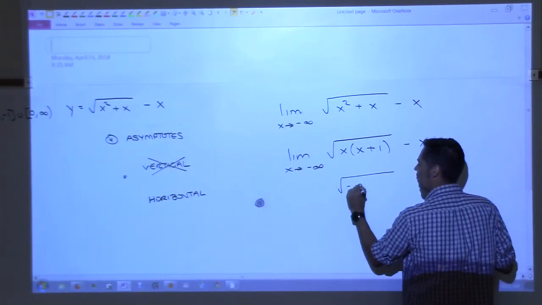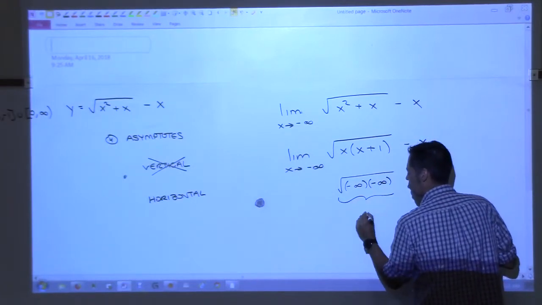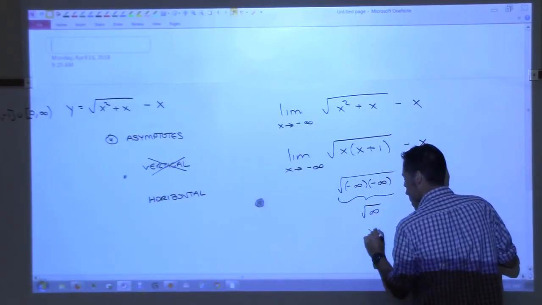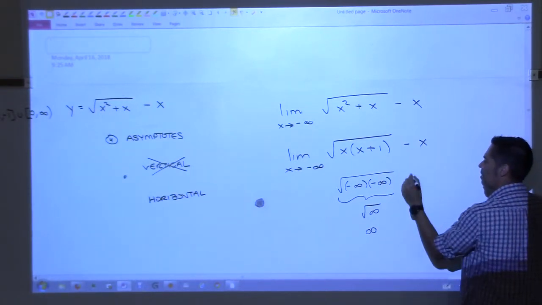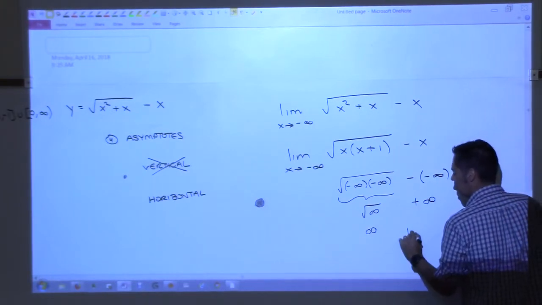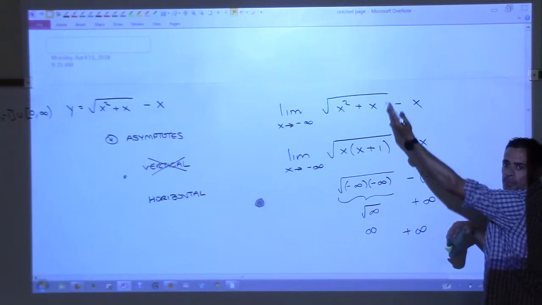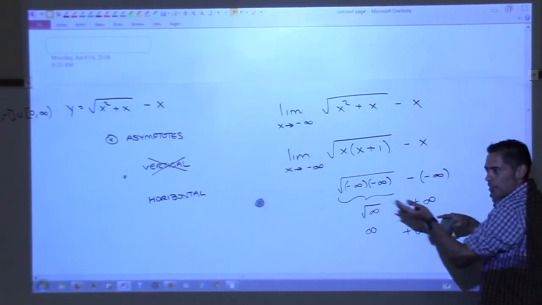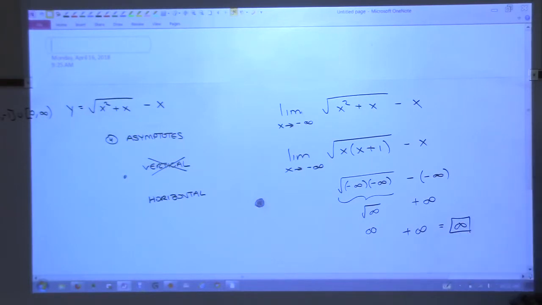This is negative infinity times negative infinity, which is the root of infinity, which is infinity, right? That's what's happening here. And then this is minus negative infinity, which is really plus infinity. So this is infinity plus infinity. That's infinity. It's not minus. So this is good. No work. It's infinite. So the left side, going out the left side, just goes up. Right? Goes up to infinity. OK.